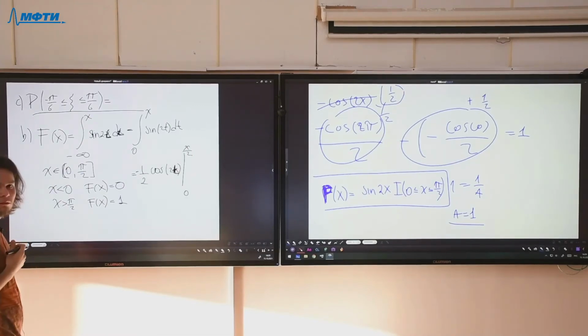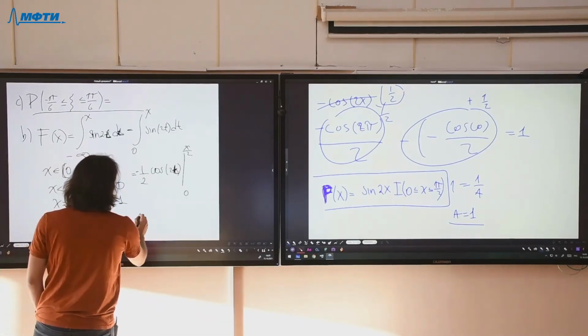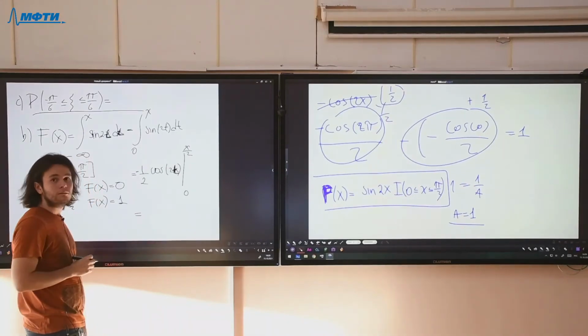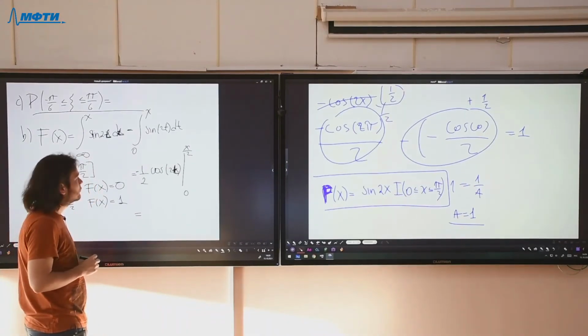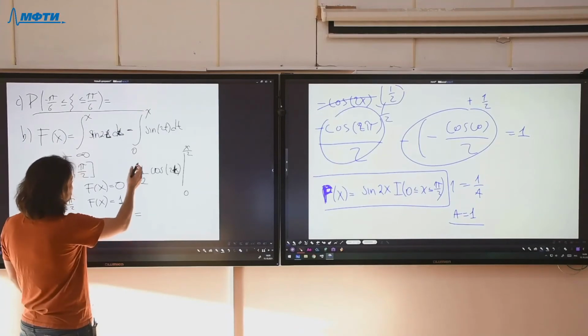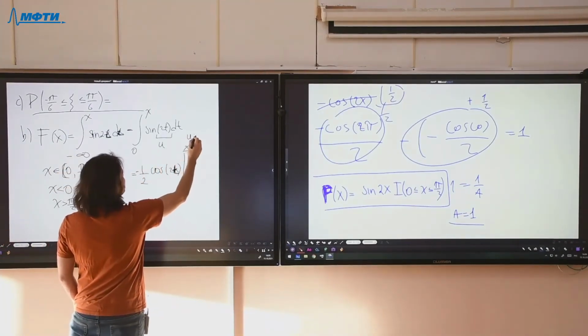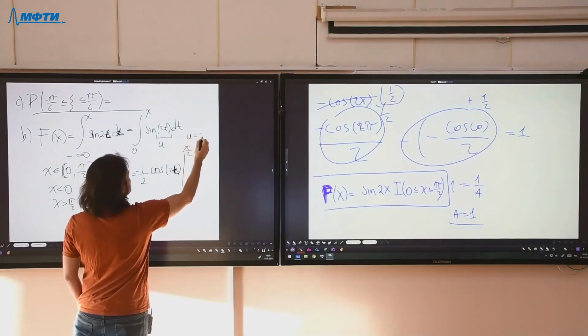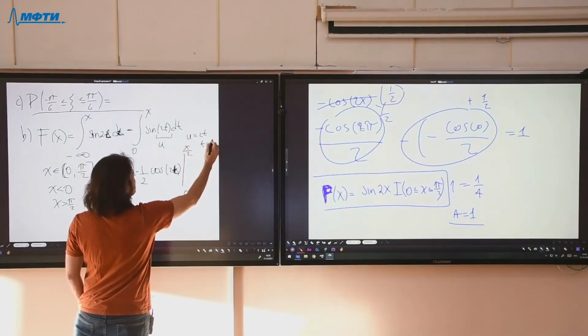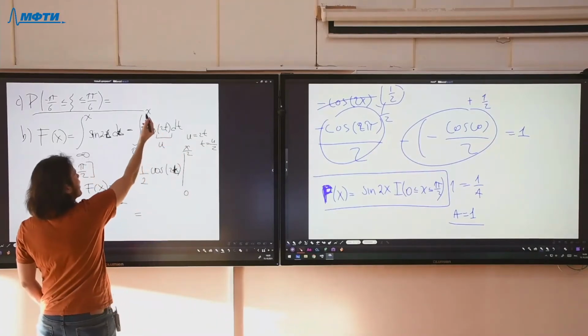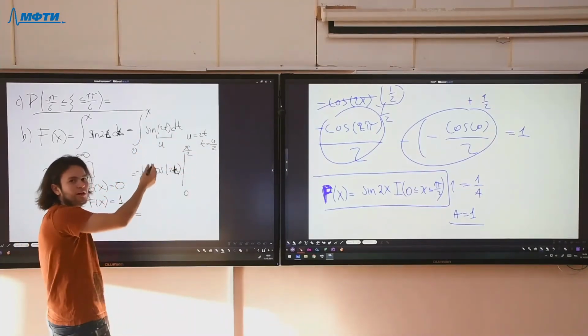Yes, because we change here the variable. So we say that this is u, is 2t, so t is going to be u over 2. So we change everything and divide it by 2, right?